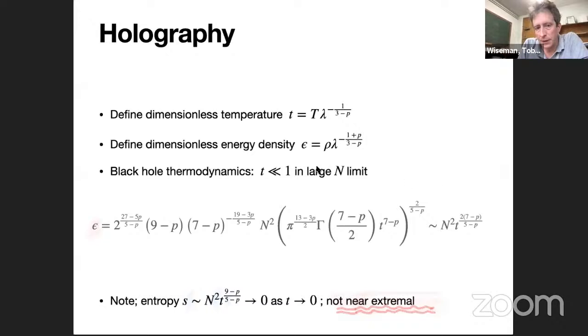And in that case, Maldacena taught us that the energy density should, when you calculate it from the supergravity, have this form. So there's a very precise prediction. And in particular, it goes like N squared, which actually isn't obvious because this is a strongly coupled theory, and has some very particular or unusual scaling with this temperature. And just something to note here that I think it's important to emphasize: the entropy, which you can just calculate trivially from this energy, goes to zero as you take temperature to zero.